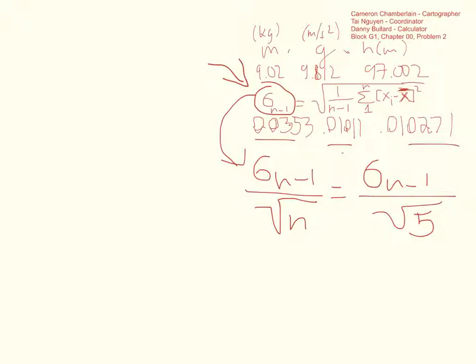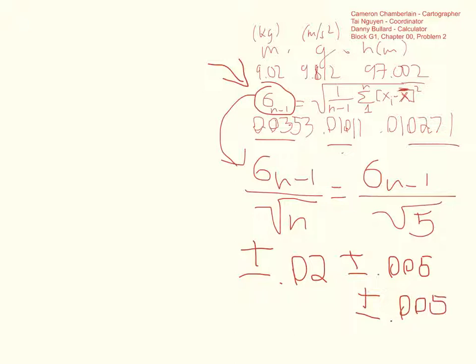So for mass, since it's standard error, it's plus or minus 0.02. For gravity, plus or minus 0.005, and, well, I'm going to run out of room, plus or minus 0.005 for height.